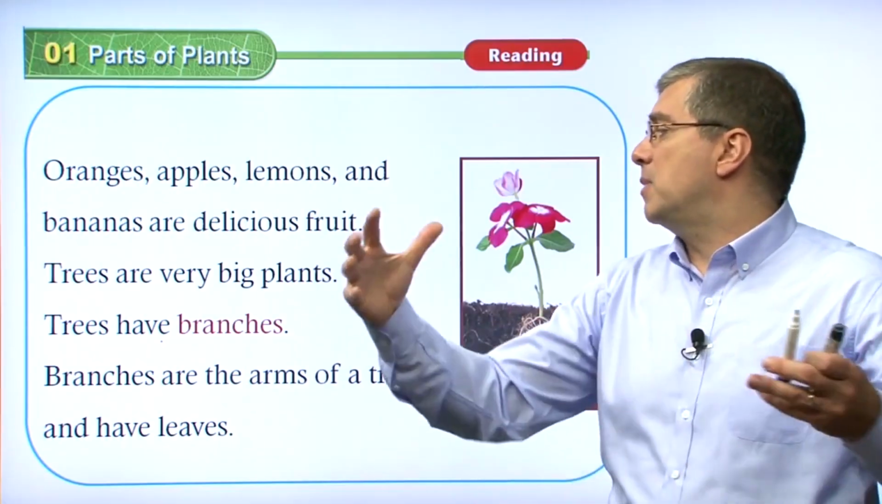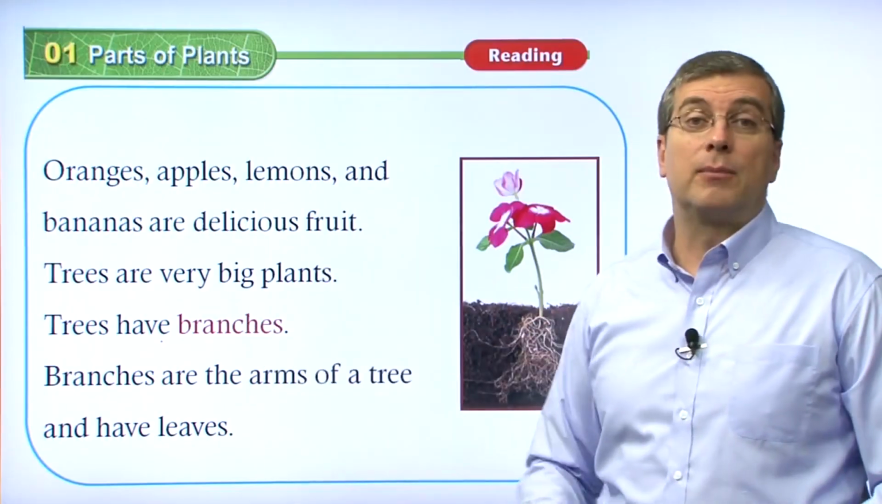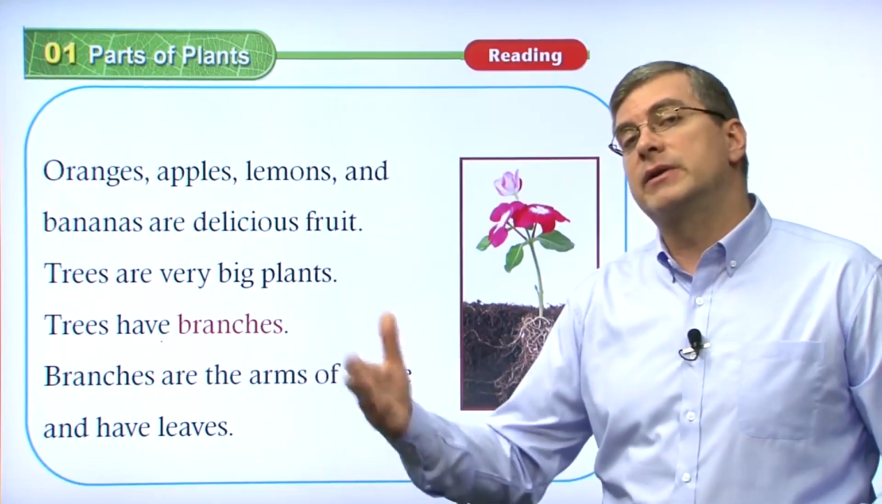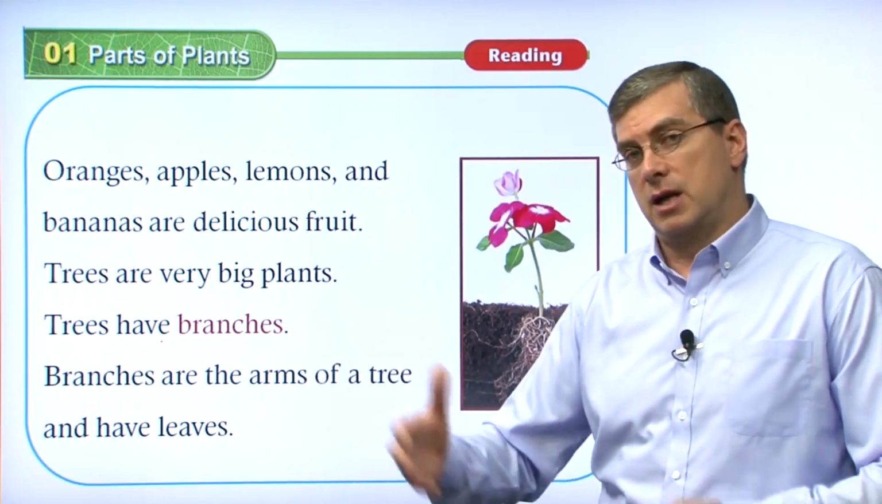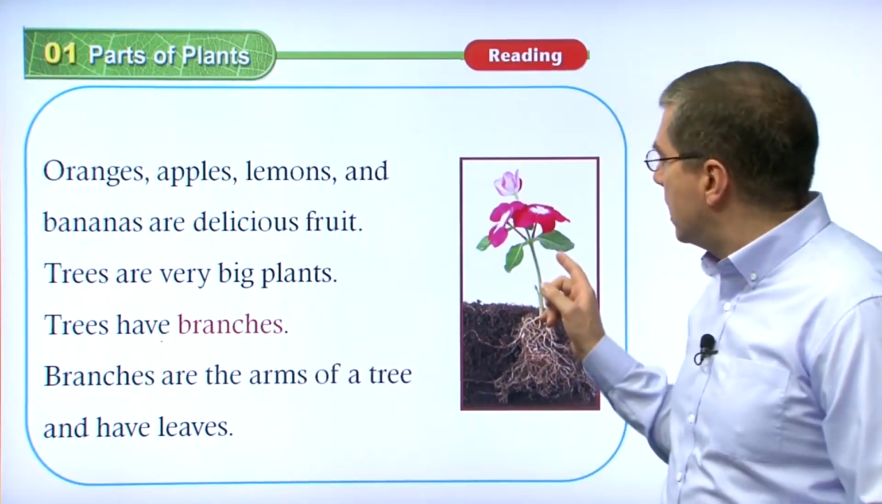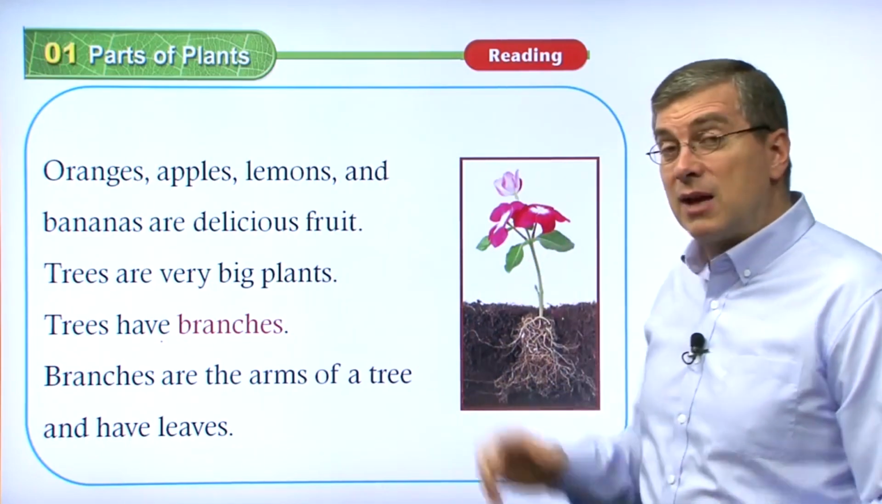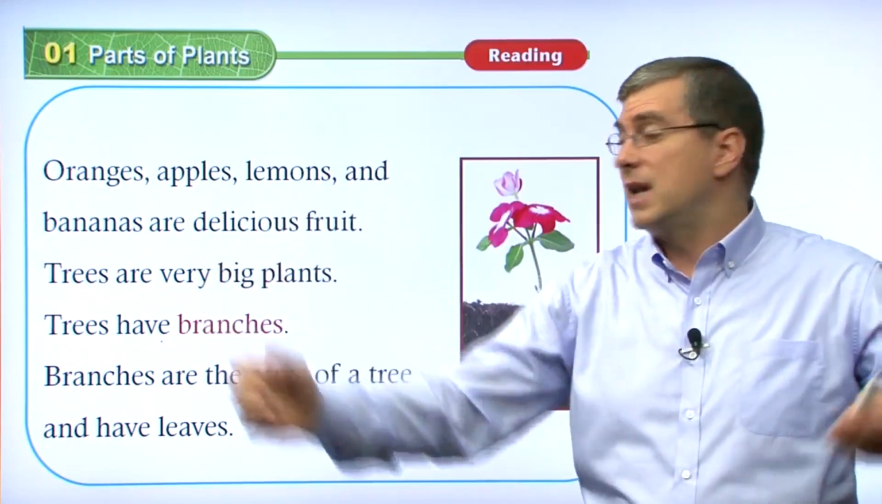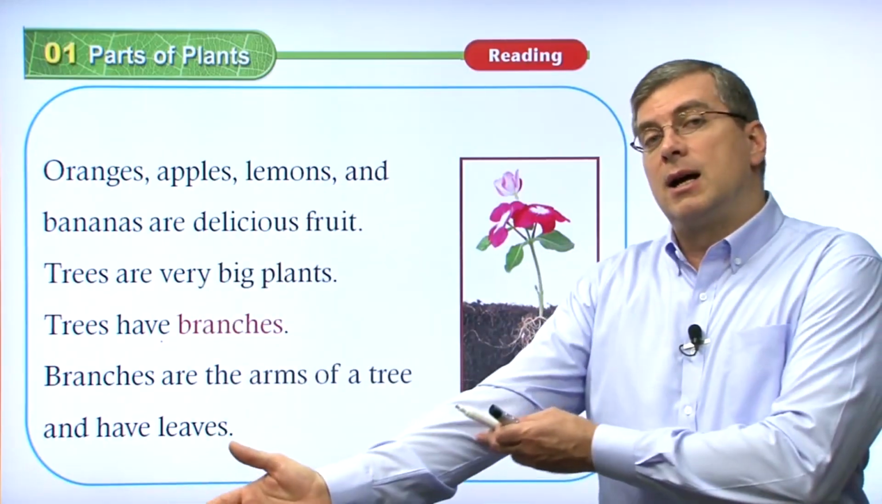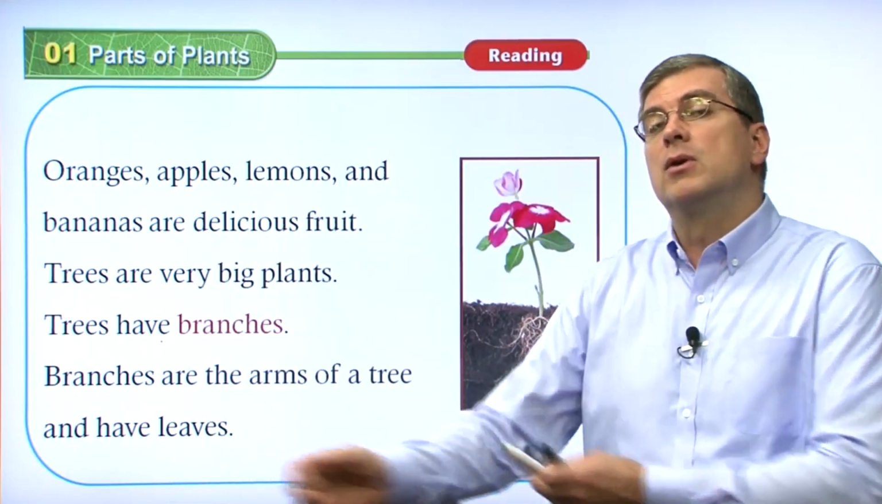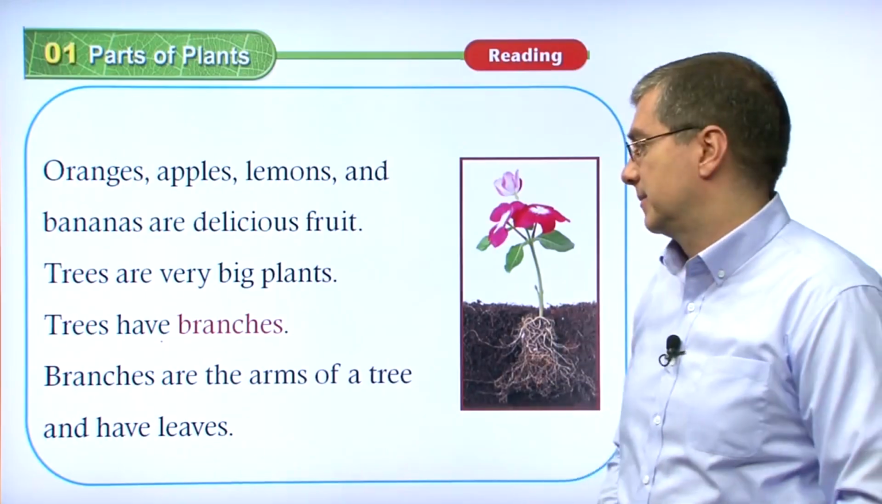They are very big plants. Trees have branches. So that's another part of a plant that we didn't talk about. I mean, you could maybe call these branches, but this is a small plant. If we're talking about a tree, a very big tree, the part of the tree that comes off the stem, those are called branches.